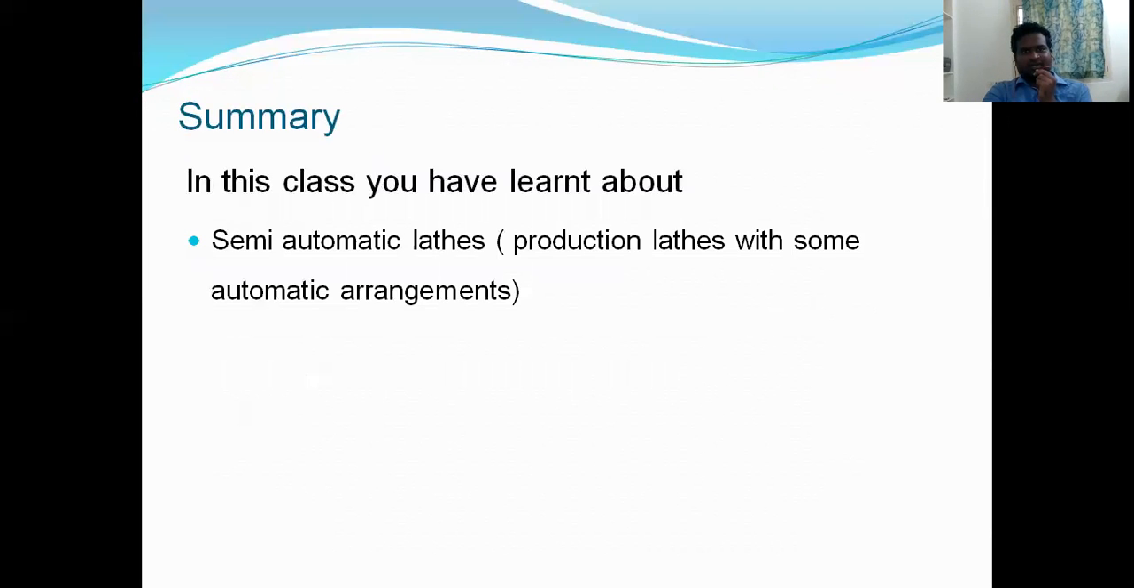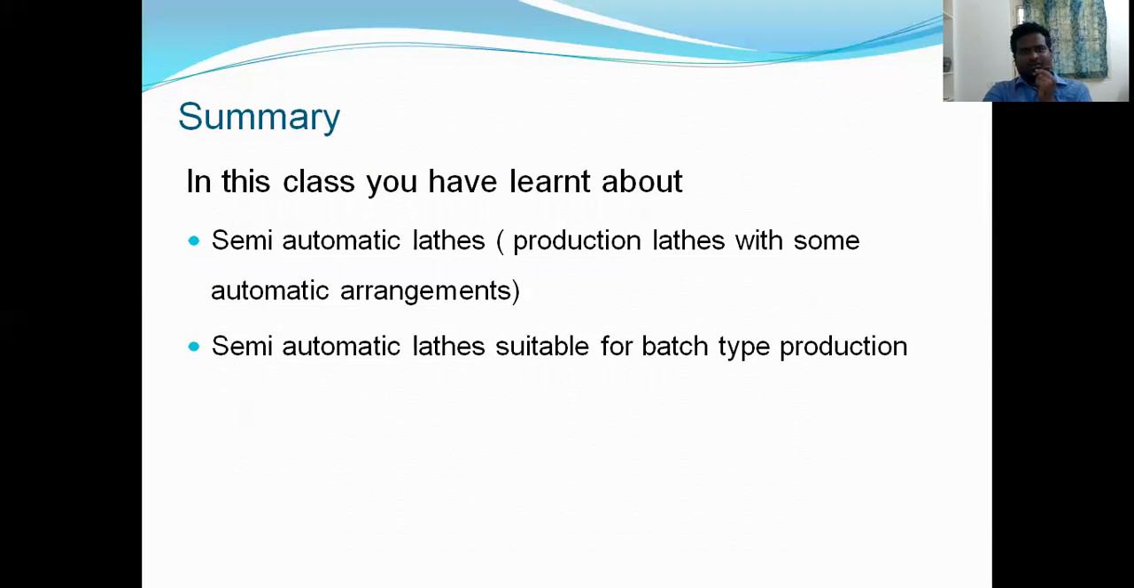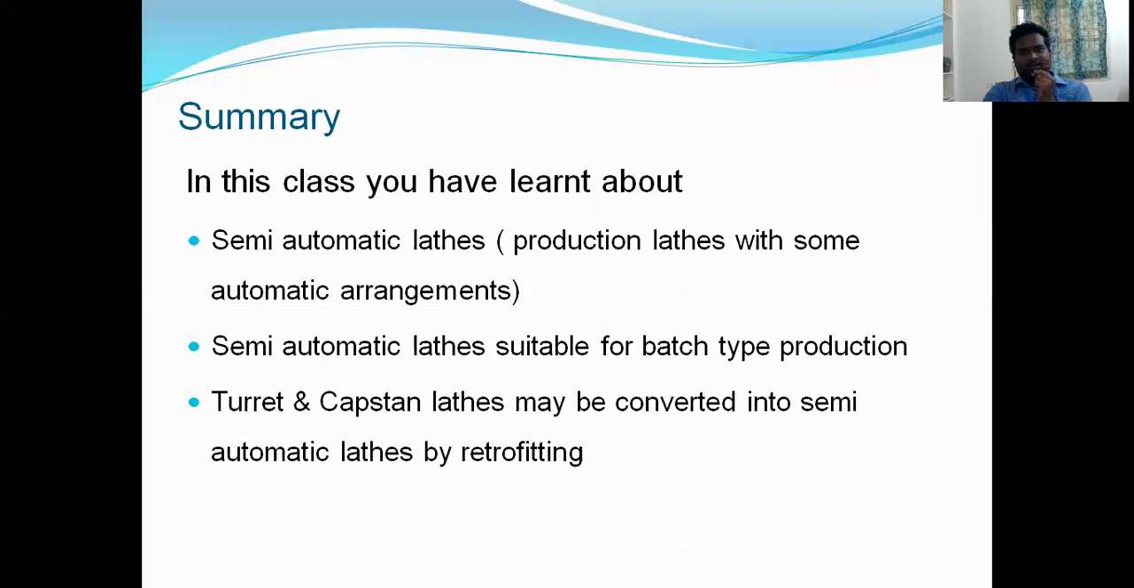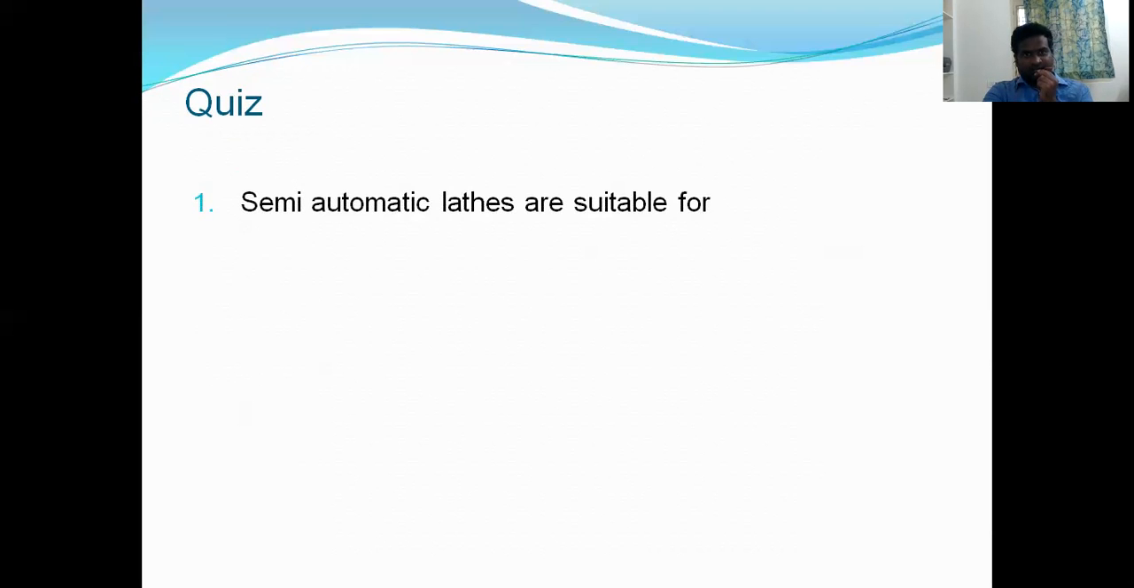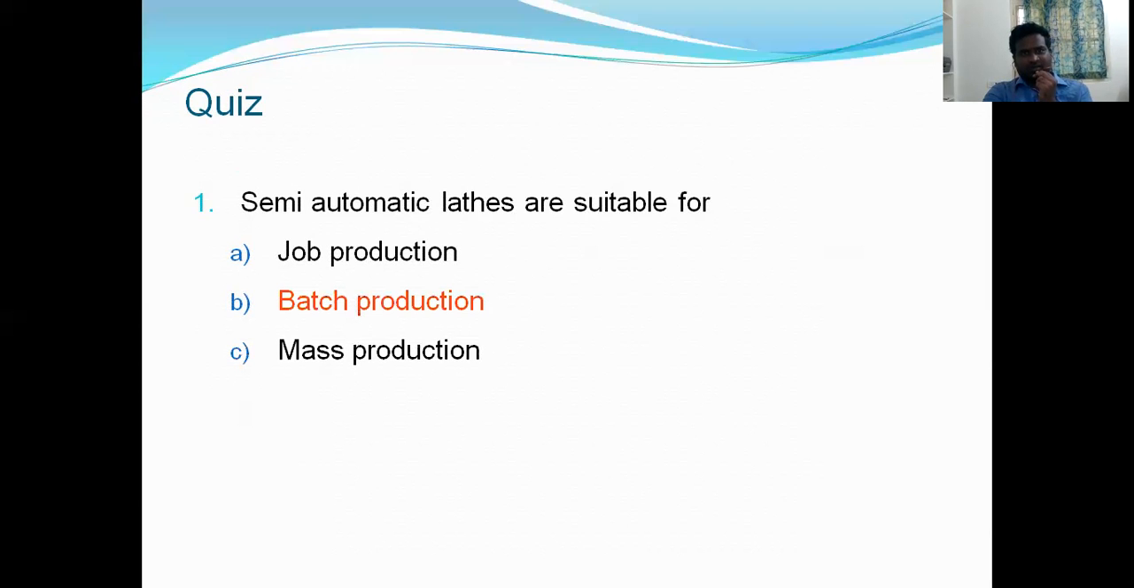Right, so let us summarize. We have discussed the semi-automatic lathes and related them with automatic lathes. Semi-automatic lathes are suitable for batch type production. Turret and capstan lathes may be converted into semi-automatic lathes. Semi-automatic lathes are suitable for job production, batch production and mass production. So the capstan and turret lathe with special arrangements gives the semi-automatic lathes.